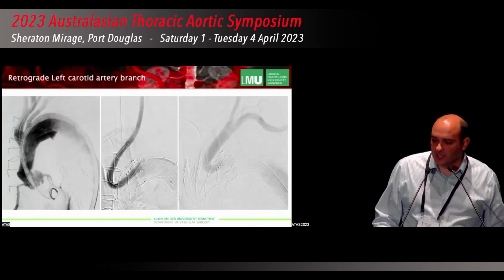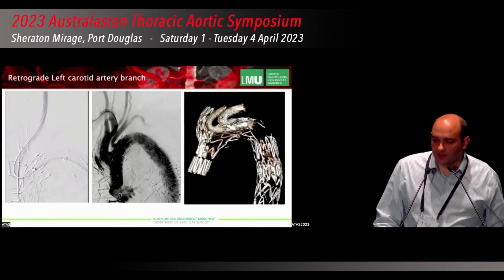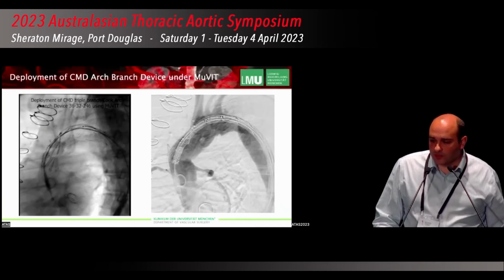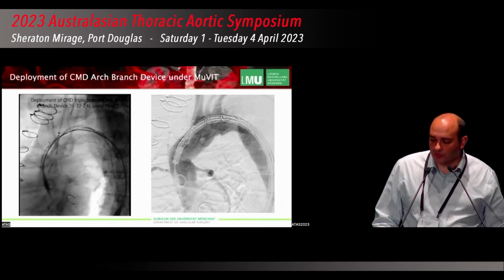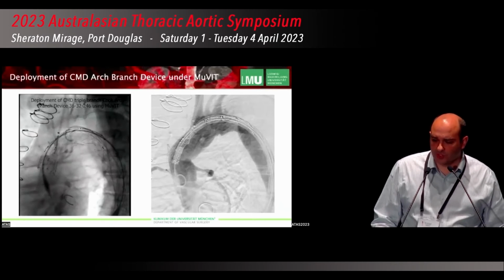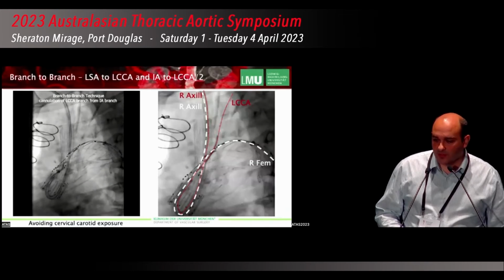In this case, this patient got an antegrade innominate branch, but two retrograde branches also for the left carotid artery, and we reconstructed this patient also with another CMT device. This is how the deployment looks like. We do everything under Move It, and I will show you later what that is. It's our alternative to rapid pacing.